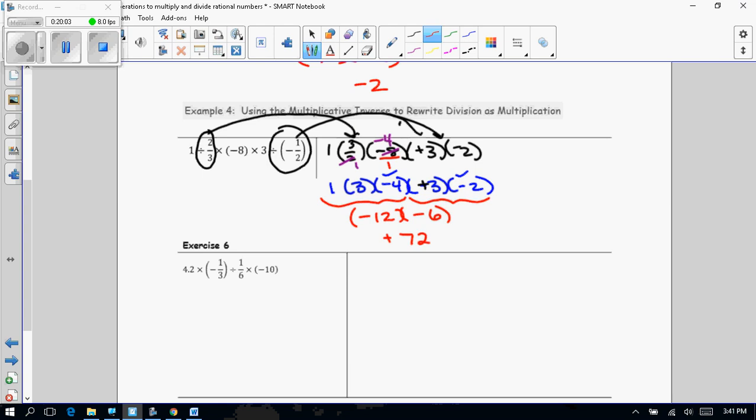Well, I would like you guys to try exercise 6 on your own. I want you to hit pause. As soon as you have that one done, check it. It will work out nicely, I promise, but you may want to rearrange a few things and pay attention to the fact that we have a division problem.